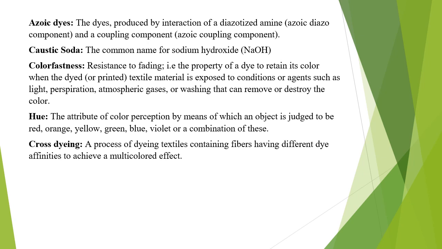The last term we talk about is cross dyeing. Cross dyeing is a dyeing technique in which two or more different types of fibers in a fabric are dyed with different dyes. This results in a fabric with a multi-colored or cross-dyed appearance, which can create interesting visual effects in tie and dye.